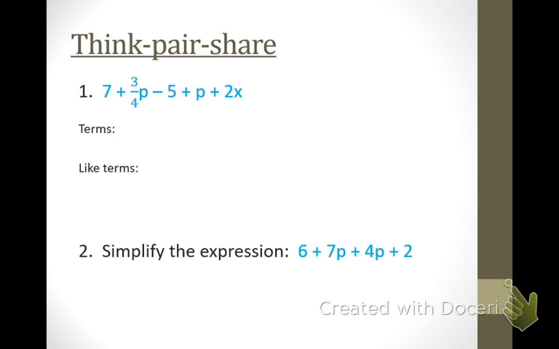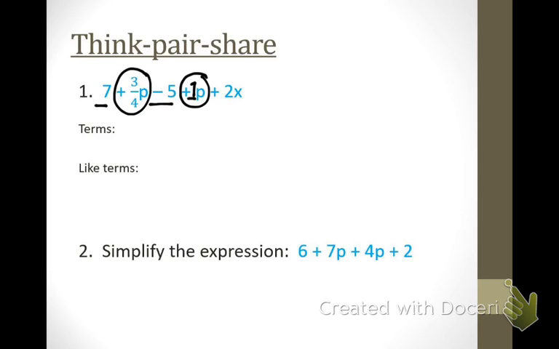All right, so here's a review. We're going to underline a 7. Who else is in the 7's family? The negative 5. Anything else that's a constant? There's no other constants, no other numbers that stand by themselves. Are there any other like terms in there? Yes. What else? 3/4 p. Who else? 1p. Who else? 2x? No, the 2x is not with anyone.